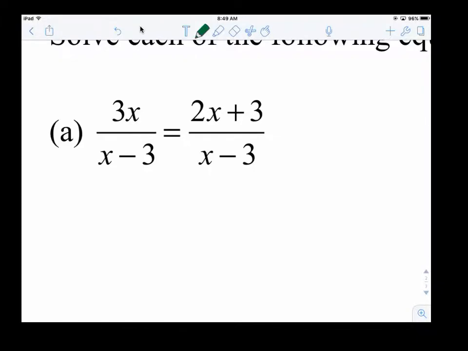All right, so more of the same. Again, you want to try and get rid of your denominator. So right off the bat, what could x not equal? Just positive 3, right? So what would I need to multiply on both sides? So what is your common denominator? X minus 3, right?